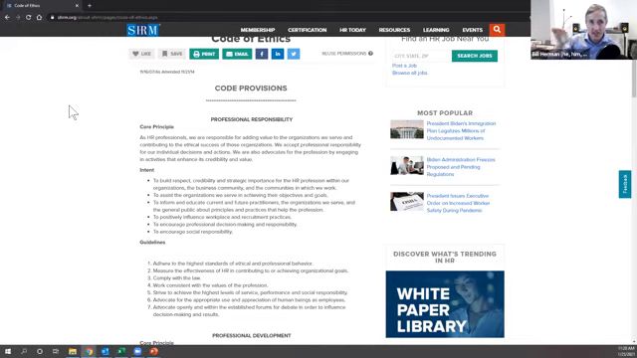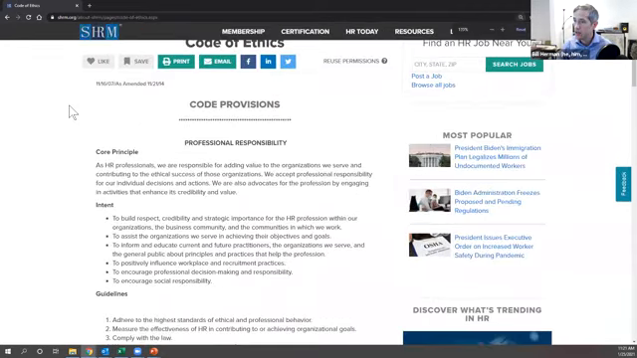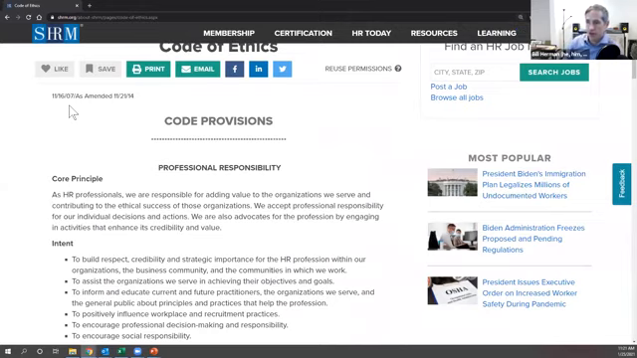So the core, let's say, guiding philosophy of the professional responsibility part of the code is that as HR professionals, let me zoom in a little bit here. As HR professionals, we are responsible for adding value to the organizations we serve and contributing to the ethical success of those organizations. We accept professional responsibility for our individual decisions and actions. We are also advocates for the profession by engaging in activities that enhance its credibility and value, right?